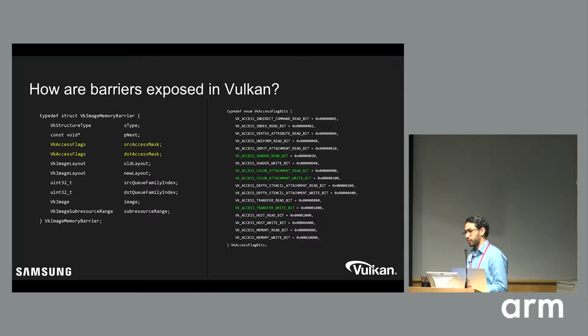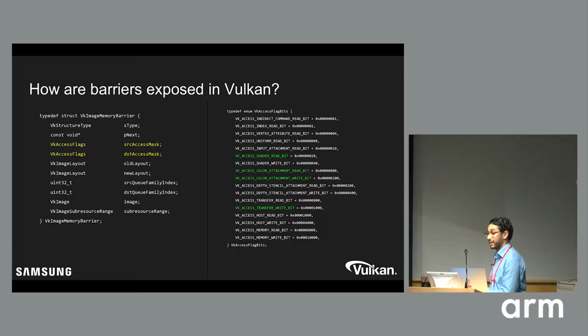So access masks define the type of access you're doing in a specific stage. Source access mask basically means the type of access you're doing in the source stage. And destination access mask is the type of access you're doing in the destination stage. So the green ones there are the relevant ones that I'll talk about today.